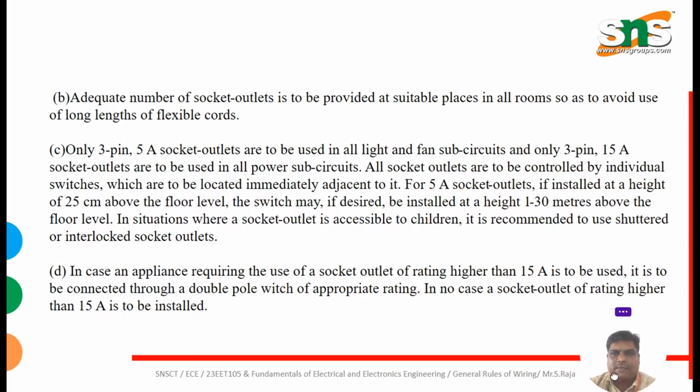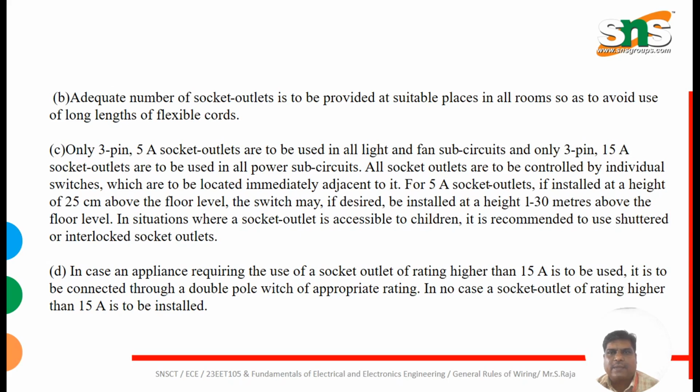Adequate number of socket outlets is to be provided at suitable places in all rooms so as to avoid use of long lengths of flexible cords. Only 3-pin 5 ampere socket outlets are to be used in all light and fan subcircuits, and only 3-pin 50 ampere socket outlets are to be used in all power subcircuits. All socket outlets are to be controlled by individual switches, which are to be located immediately adjacent to them.